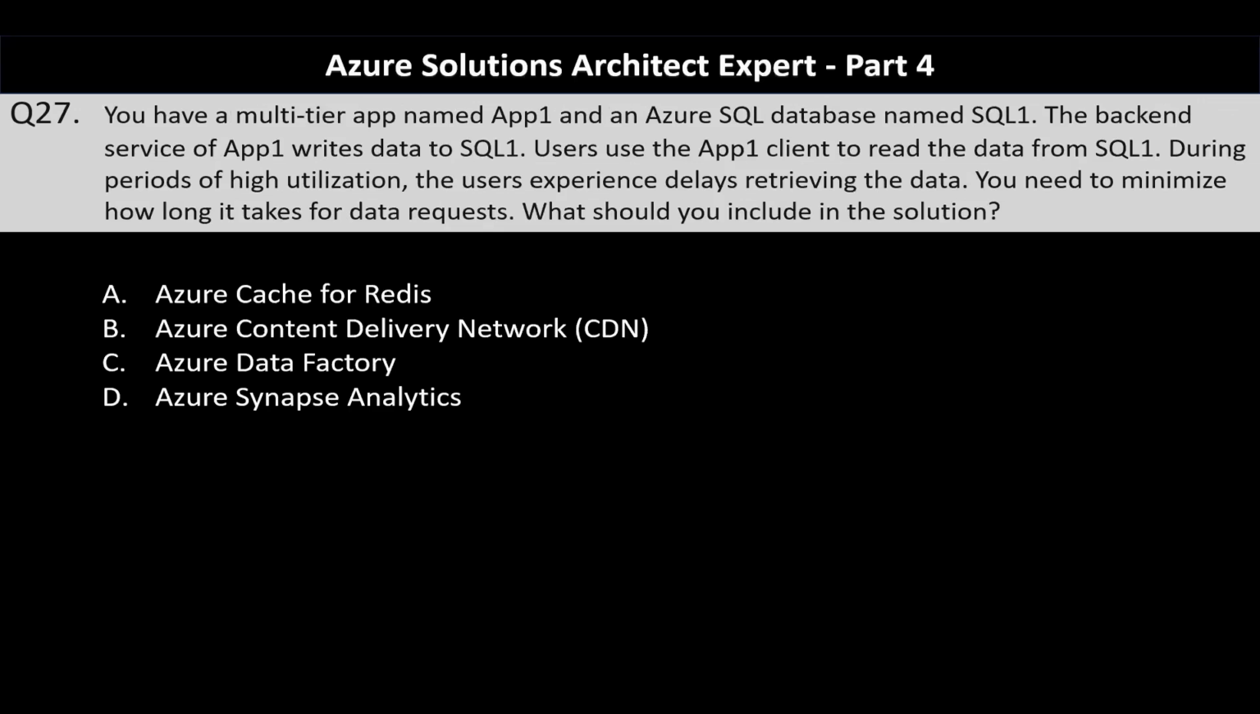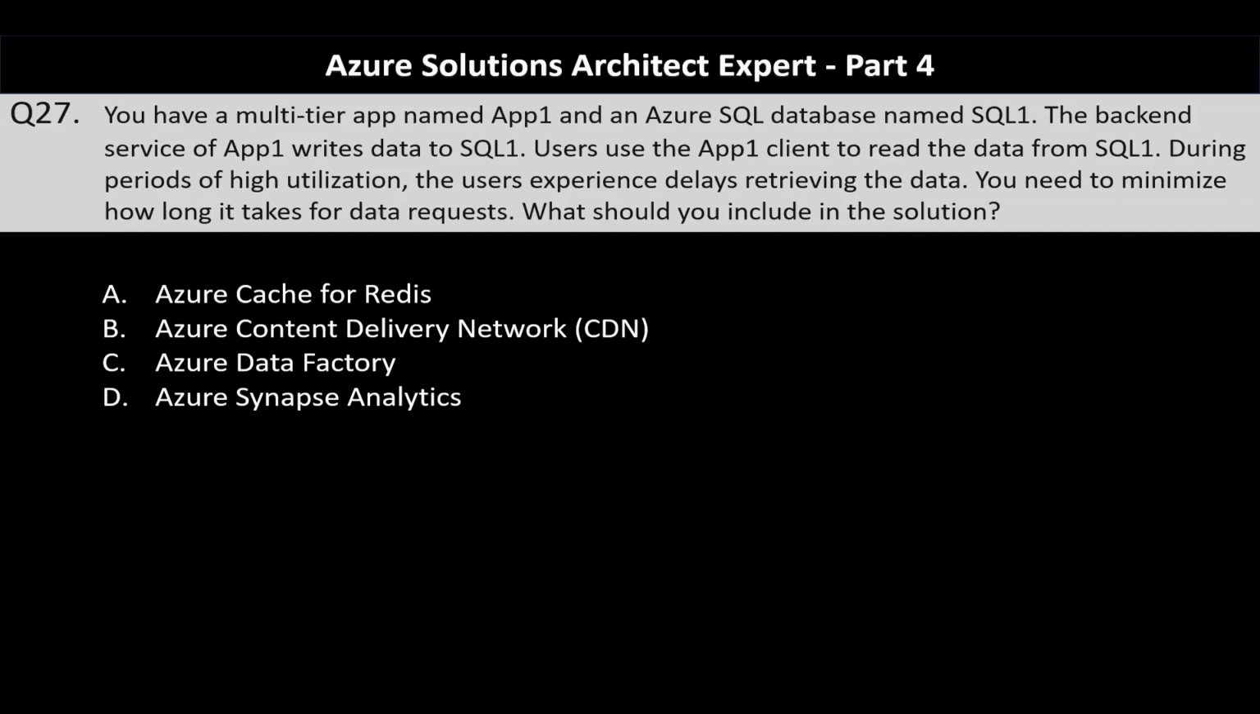Question number 27. You have a multi-tier app named App1 and an Azure SQL database named SQL1. The backend service of App1 writes data to SQL1. Users use the App1 client to read the data from SQL1. During periods of high utilization, the users experience delays retrieving the data. You need to minimize how long it takes for data requests. What should you include in the solution?